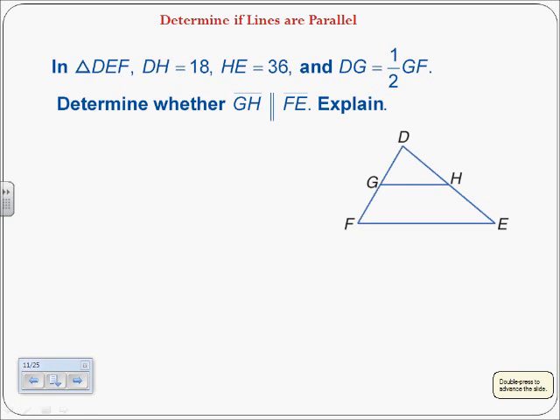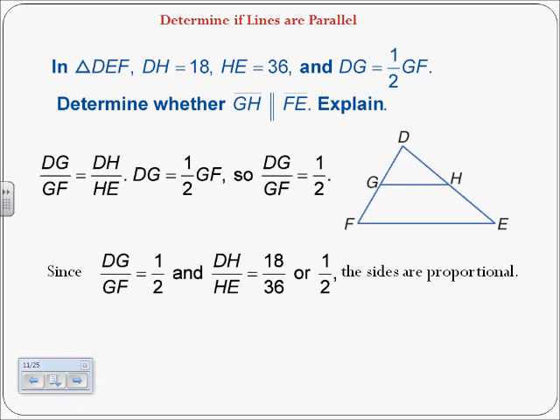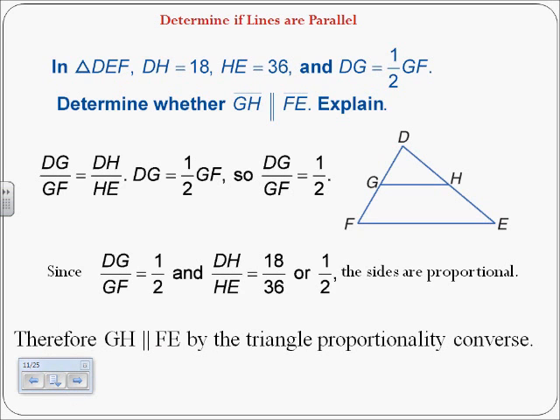Alright, next example. Determine whether GH is parallel to FE, given the information above, which is that DH is 18, HE is 36, and DG is half of GH. Our proportion statement, we have DG over GF is equal to DH over HE. That has to be true. DG is equal to half of GF, so therefore we have a ratio of 1 to 2. Since DH over HE is equal to 18 over 36, which is also 1 over 2, the sides are proportional, which means that the two lengths, GH and FE, are parallel by the triangle proportionality converse.